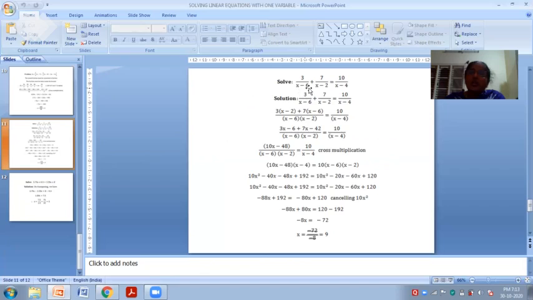Next problem is in a fraction. See, 3 divided by x minus 6 plus 7 divided by x minus 2, that is equal to 10 divided by x minus 4. So there are two fractions on this side and one fraction on this side. See here, first the LCM of these two terms is x minus 6 into x minus 2.